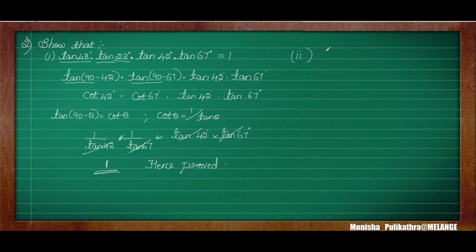The second sub question is cos 38 degree into cos 52 degree minus sin 38 degree into sin 52 degree is equal to 0. Okay, so either one pair you have to change to its complementary angles. We know that cos 90 minus theta is equal to sin theta. So cos 90 will change into sin. So here cos, instead of 38 I will be writing 90 minus 52. So 90 minus 52 is 38, and cos, instead of 52 I will be writing 90 minus 38.